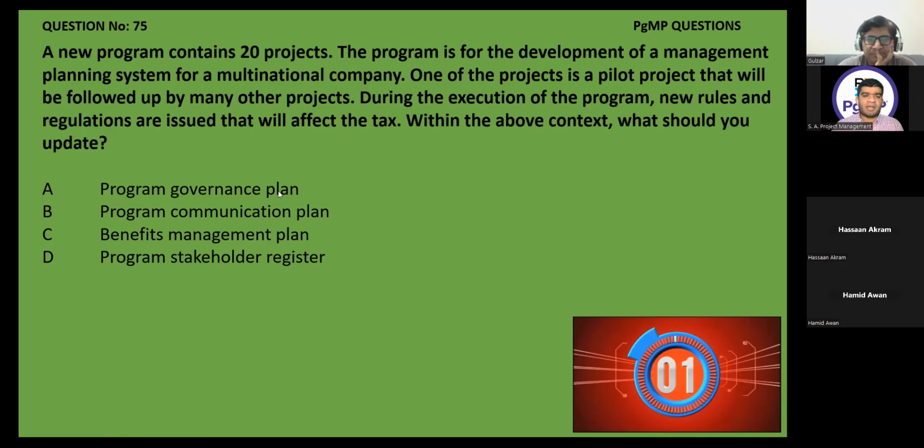So the program governance plan, we don't need to change the monitoring. How we are doing communication has nothing to do with it. The program stakeholder register is not relevant, and the correct answer is benefits management plan. The purpose of this question is that we will go into the next chapter, which is benefits, and there we look at how benefits will be affected, what the benefit register is, and how we manage the benefits. Whenever you get a question about tax, it is indirectly about cost. Cost-benefit analysis, everything will be changed in the benefits.